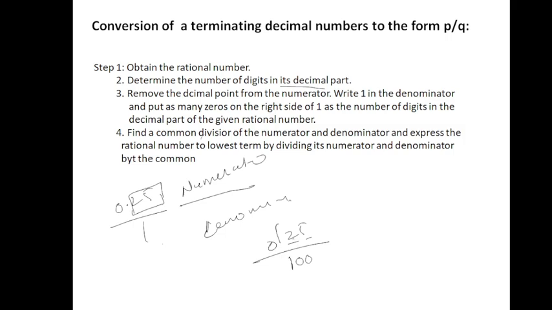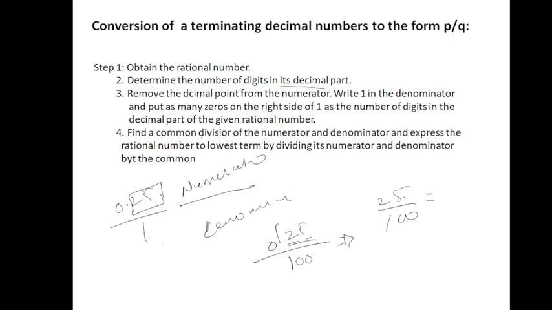If there are three digits in the decimal part, we write 3 zeros on the right side of the 1. So it varies according to the number of digits in the decimal part. Next, find a common divisor. So this becomes 25 by 100.